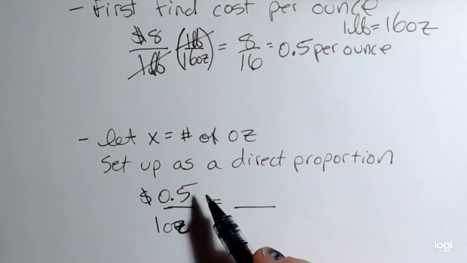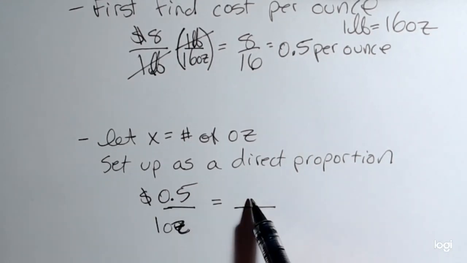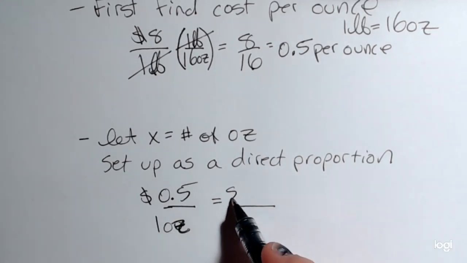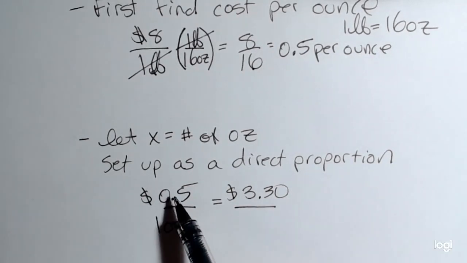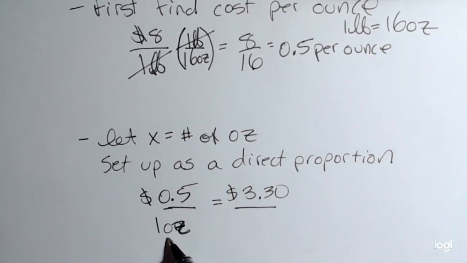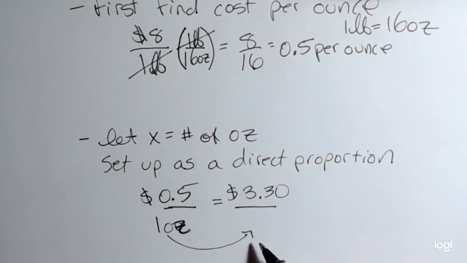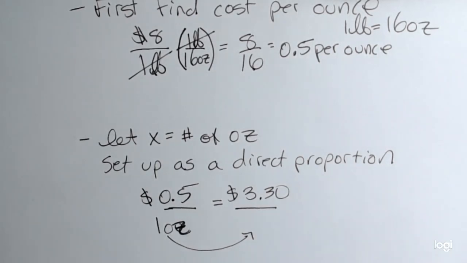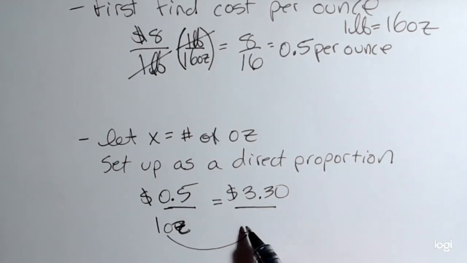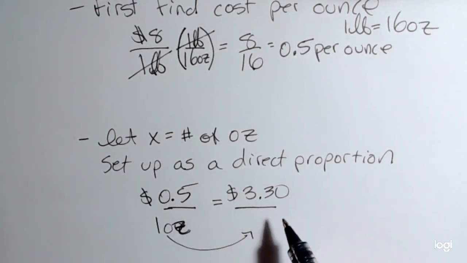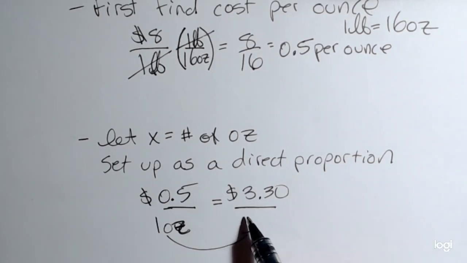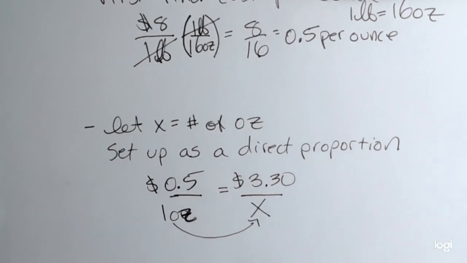All right, so I already have the dollar amount I'm going to end with. So I'm going to put that in the numerator. Okay, so I'm going smaller to larger, smaller to larger. I expect that the number of ounces is going to be greater than 1 ounce. All right, I don't want to put the ounces in the numerator. It's a direct proportion, so dollars to dollars, ounces to ounces. All right, so I'm putting X here because I don't know that yet.